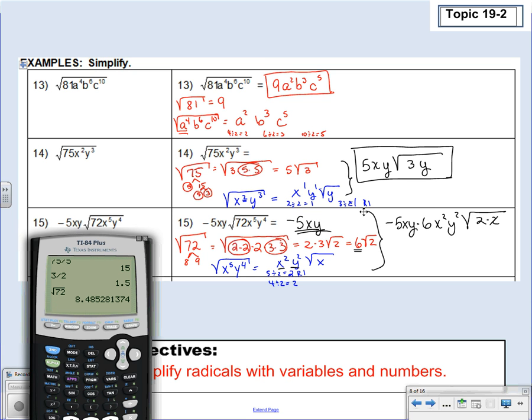So now when I simplify further, I can multiply my numbers together. So negative 5 times the 6, that's negative 30. Then I have x times x squared. Okay, so x times x squared, that's a total of 3 x's, so this becomes x cubed. Then we have y times y squared, so that's a y times 2 more y's. That gives me a total of 3 y's, so that's y cubed. Under the radical, we have 2 times x, so 2x.